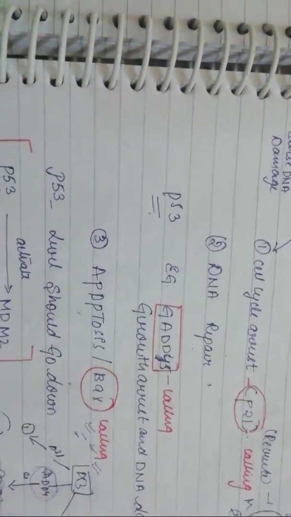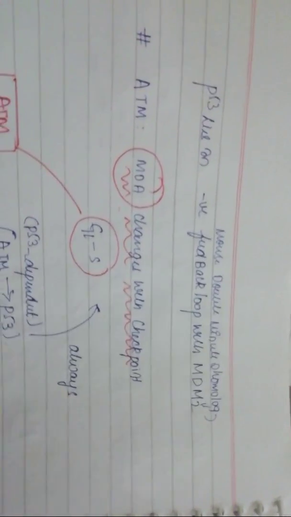So let us understand the next concept here. That is what is written: this P53 has a negative feedback with MDM2. So just understand that. Let us understand the next thing here.